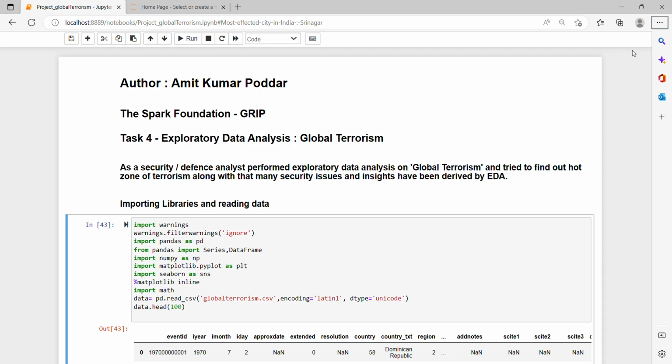I'm currently enrolled in the Graduate Rotational Internship Program by the Spark Foundation as a data science and business analytics intern. Here I'm sharing task 4 of this internship. I have done exploratory data analysis on global terrorism and tried to find out the issues and insights from the data set through various graphs and visualization tools. So let's start.